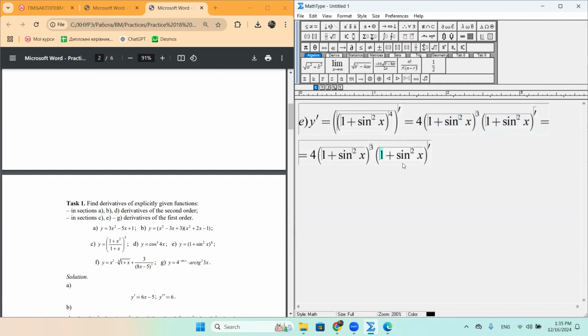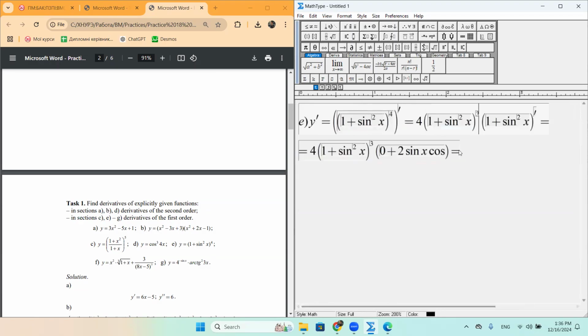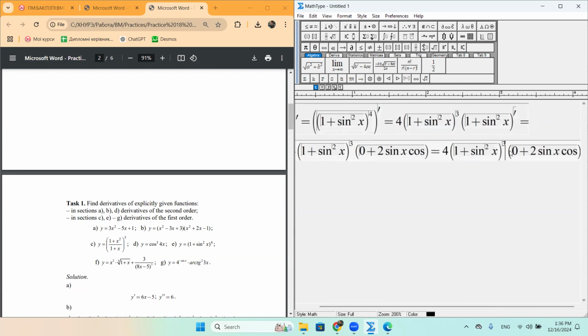So what do we have? It will be 0 plus 2 sine of x, and then we multiply by the derivative of sine, so by cosine of x. And basically the result will be the next. We can even transform it to the double argument, so just sine of 2x. And that's it. Any questions?